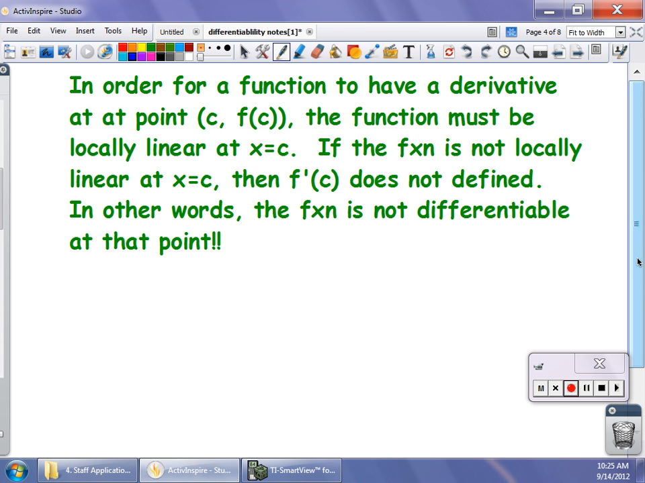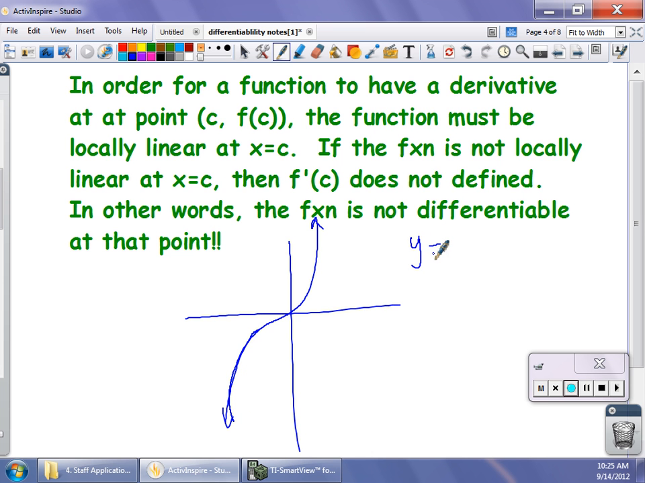Alright, so let's talk about this concept of local linearity before we get any further into the idea of differentiability. So we've talked about the derivative being the instantaneous rate of change at a point on a curve, or the slope of the tangent line. So consider a simple curve, y equal to x cubed. This is not the best graph, but it gives you a pretty good idea.